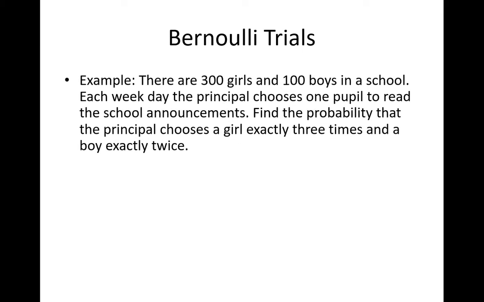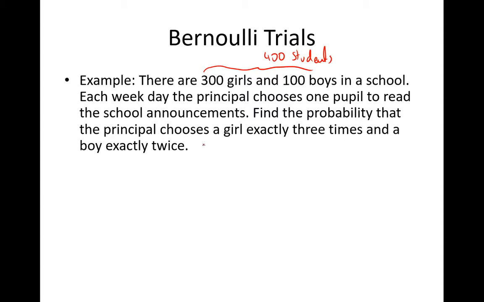There are 300 girls and 100 boys in a school. When they give you something like that, you take that as being 400 students. That's the whole school body. Each weekday, the principal randomly chooses one pupil to read the school announcements. Find the probability that the principal chooses a girl exactly 3 times and a boy exactly twice. Now, is this a Bernoulli trial? Well, how many outcomes are there when the principal chooses? There's only 2. It's either a boy or a girl.